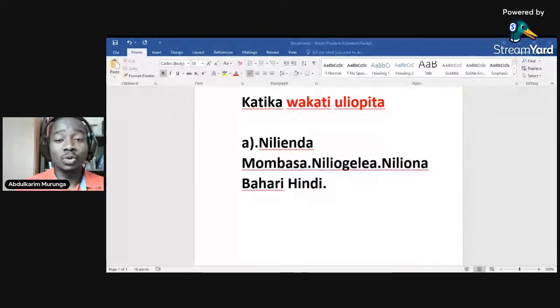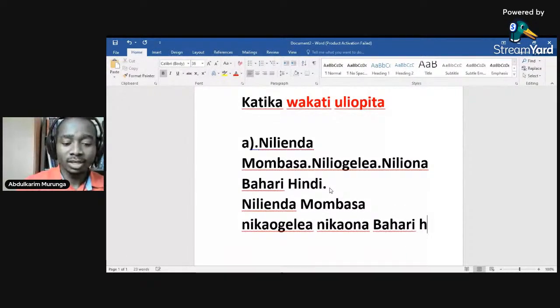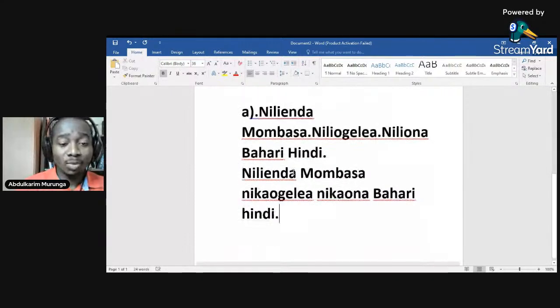So you want to narrate this with this ka. What you'll do here, only the first event will take the marker li for the past tense. The li will change to ka. So you say like this: Nilienda Mombasa, nikaogelea, nikaona bahari Hindi. Vizuri.